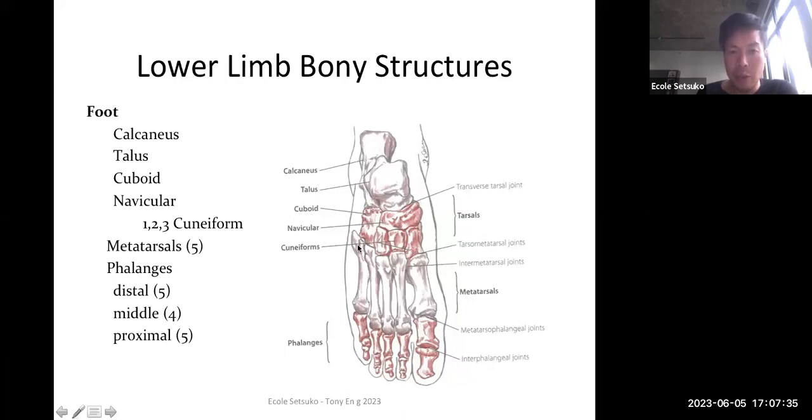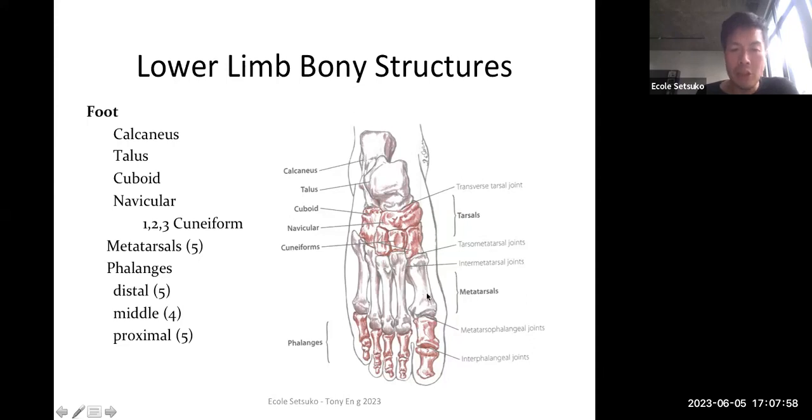And then as we go into the metatarsals, remember the metatarsals, these are long bones. So there's a base right here, there's a shaft, and there's a head. If we're talking about the big toe area, this would be the first metatarsal base, second metatarsal base, third, fourth, and fifth.